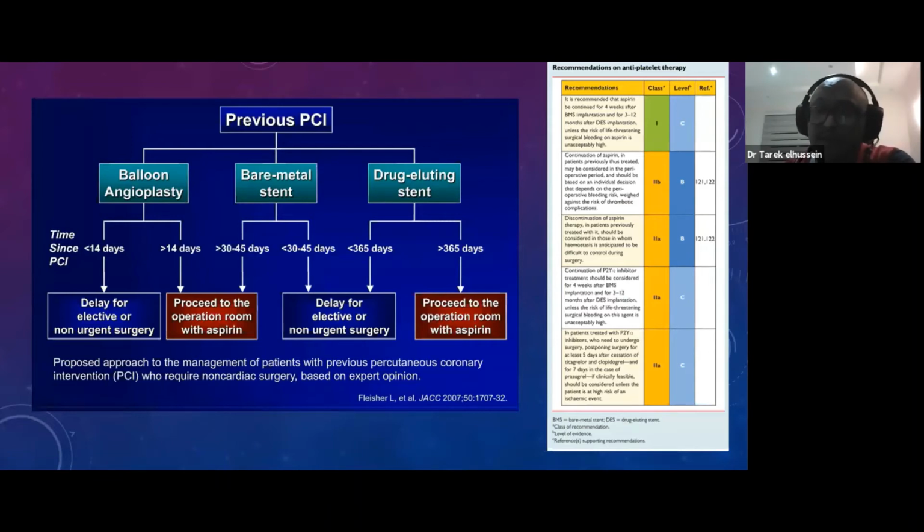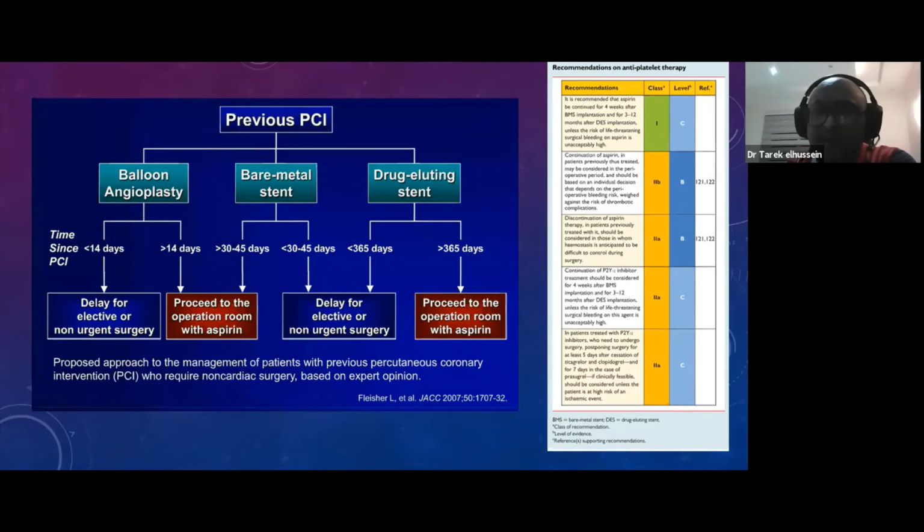So for example, if you have a patient who is going for a simple hernia repair, and he had a drug-eluting stent placed 1 month ago, as long as this hernia would not affect the life of the patient, we always advise to be safe and ask the patient to delay the surgery for 1 year, and then after that do it.